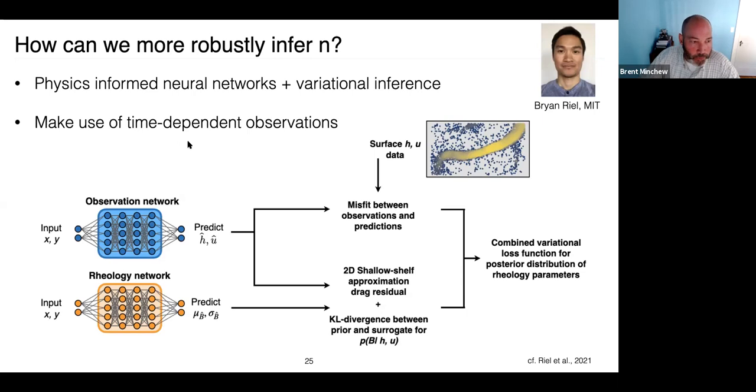Within this framework, we're going to make use of time-dependent observations, in particular, some work that we've done before in trying to constrain the tidal variability of ice flow, which is to say the tidally driven changes in things like the strain rate of the ice. That gives us a new ability, a unique way to push forward and be able to separate out all these different components of the rheological factor.